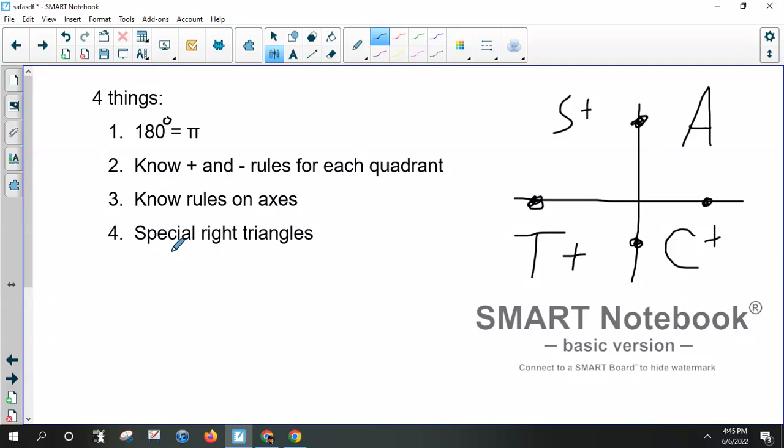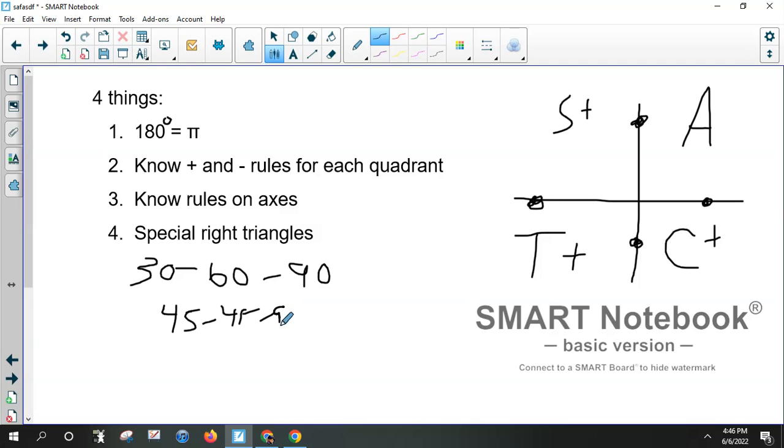And last but not least, and this is the key to doing the whole thing, you need to know your special right triangles. 30, 60, 90, and 45, 45, 90.